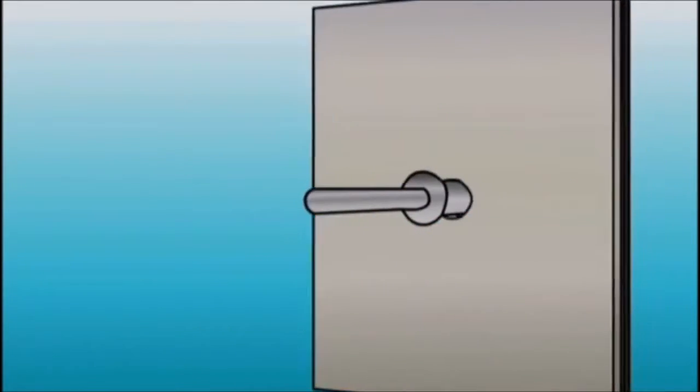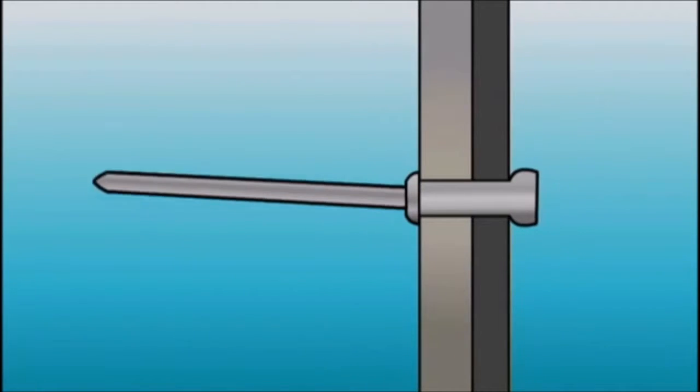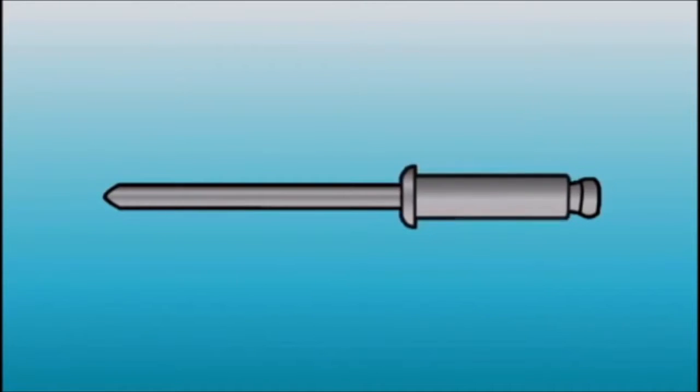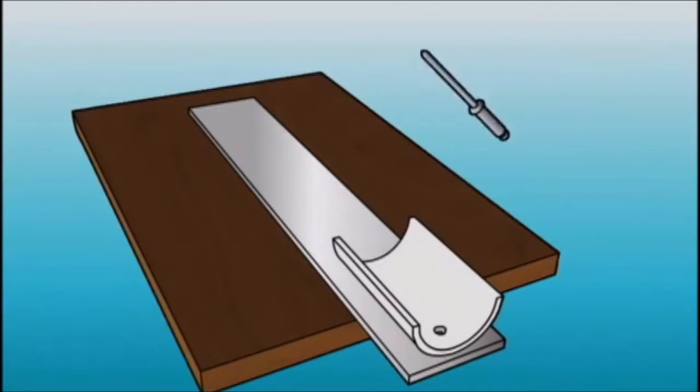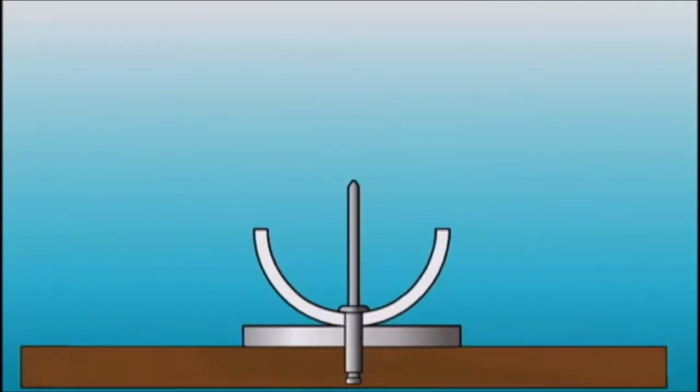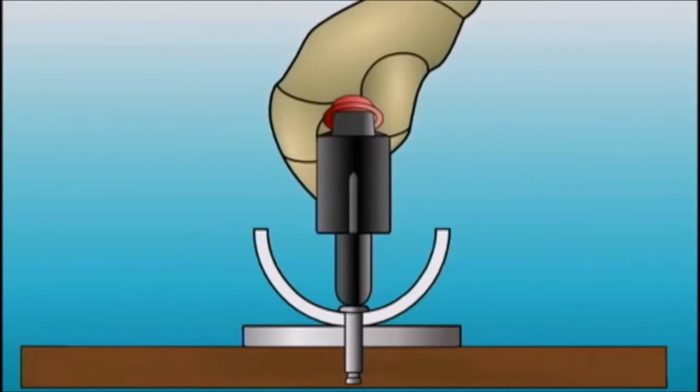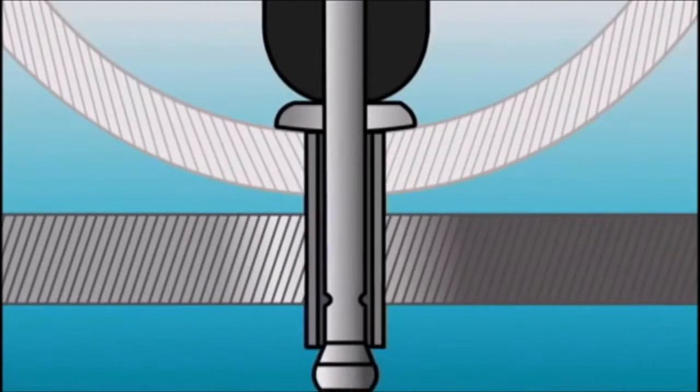Rivets are strong, lightweight fasteners. Here's how a pop rivet works. A rivet has a shank and a mandrel. The rivet is inserted in a hole drilled through two materials. A rivet gun pulls on the top of the mandrel, expanding the shank.